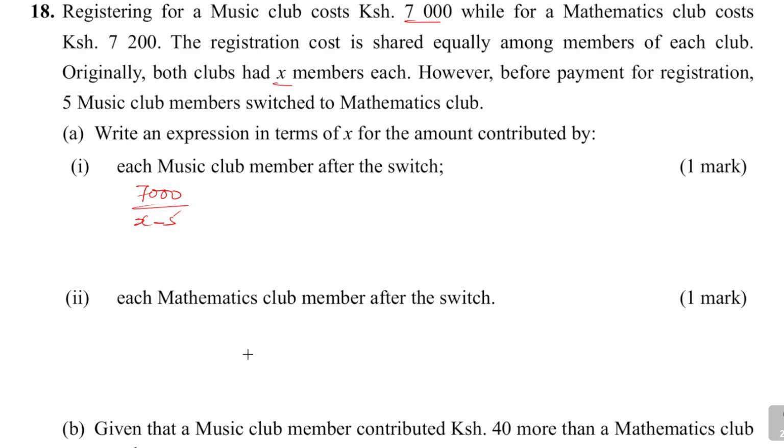Then part 2, each mathematics club member after the switch. After the switch, we do the same. We get the total amount that was to be contributed by the mathematics club, which is 7,200, and then we divide after the switch. Remember, originally both of the clubs had X members, so 5 moved from music and joined mathematics. So in mathematics, the new members now are X plus 5, the ones who switched from music. So now this is the expression to show the contribution of each mathematics club member.